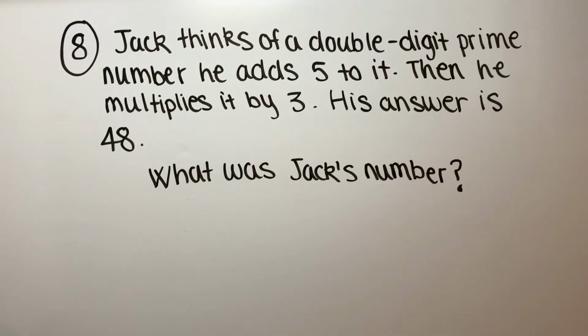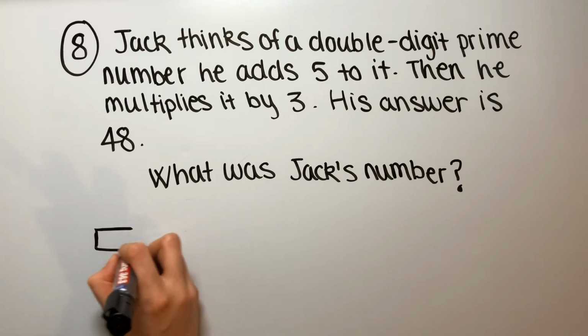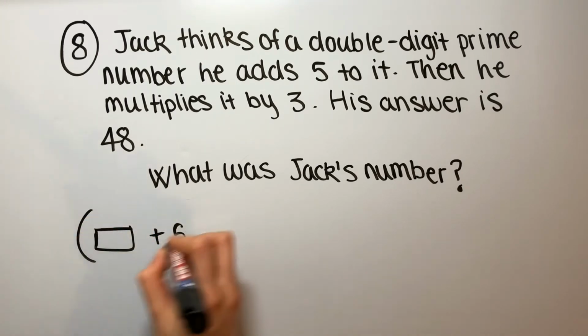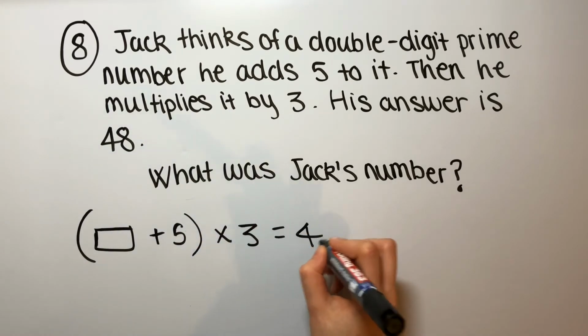Question 8. Jack thinks of a double-digit prime number. He adds 5 to it, then he multiplies it by 3. His answer is 48. What was Jack's number? This is Jack's number. He adds 5 to it, then he times all of it by 3. And his answer is 48.